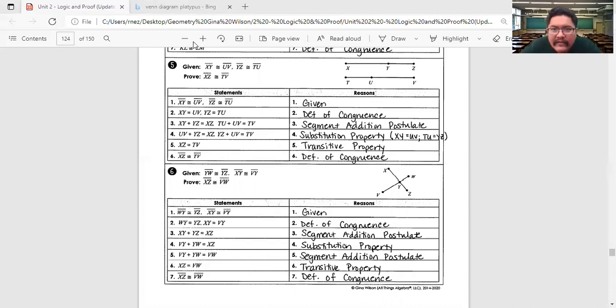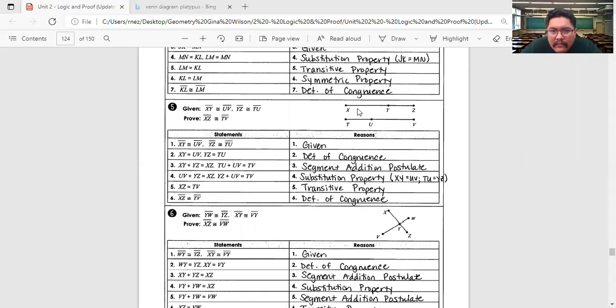All right, so what do we have here? Given XY and UV are congruent. So again, think about that. We know that this part is the same as that part. YZ is the same as TU. So since we already know that this segment and that segment are the same, and this segment and that segment are the same, we already know that these two things should be the same size. That's just the segment addition postulate, right? If we add them together, XZ and TV should be the same also.